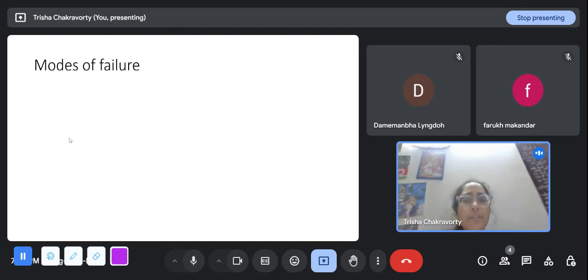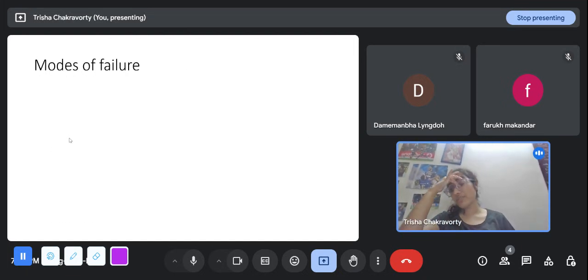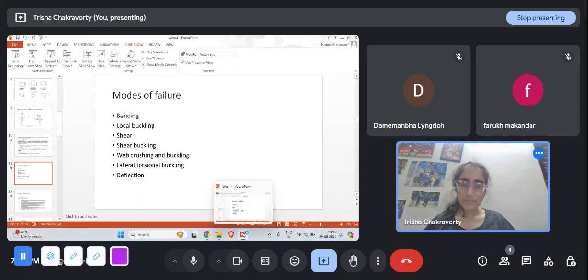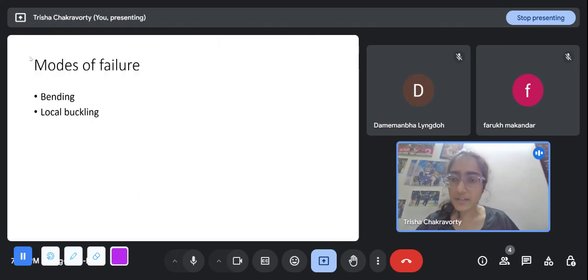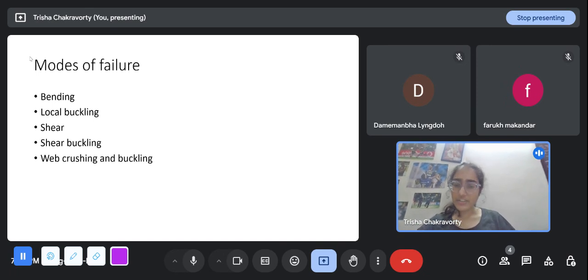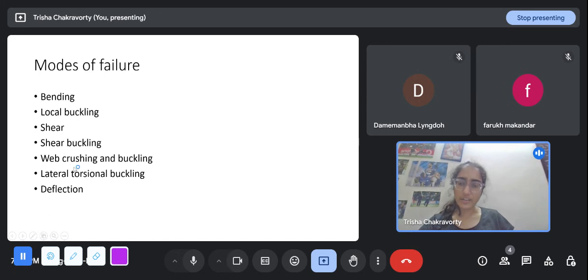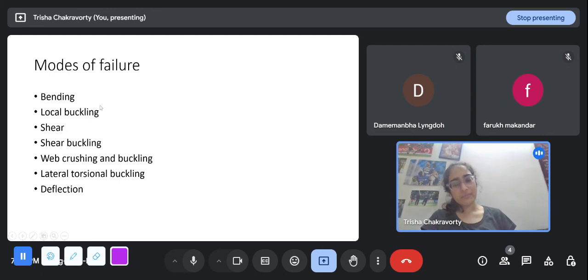Modes of failure that we have seen in steel structures, there are several more modes of failure than in concrete ones. In concrete, the major ones were bending and shear. So here there are bending, local buckling, shear buckling, web crushing and buckling, lateral torsional buckling, and deflection. Deflection is the serviceability based criteria, and these are all collapse based criteria. These all have to do with the structure failing, and they have to do with the stress developed in the structure, as you can understand, and deflection has to do with the strain. So you can keep those as separate categories. But all of these have to be taken care of when we are designing.